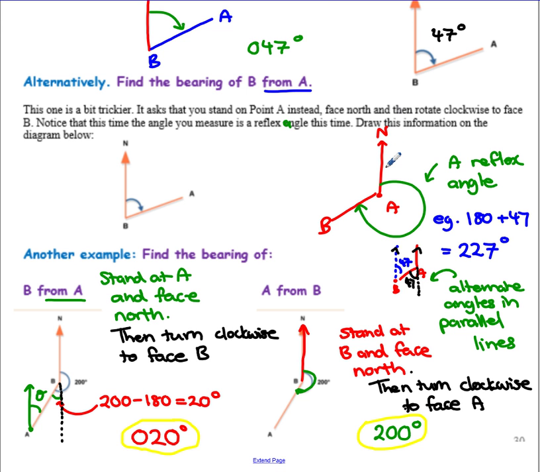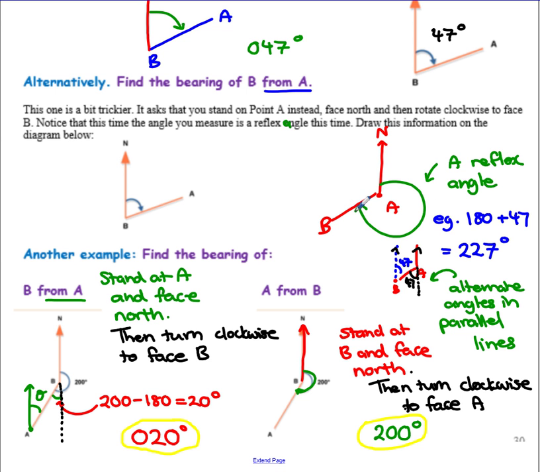So see this green rotation here. You're asked to rotate clockwise until you're turning to face point B, which is over here. Notice that this time the angle you measured, which is here, is a reflex angle, so greater than 180 degrees. Draw this information on the diagram below. So notice I did it over here, so mark in point A, point B, and mark in north and the line to point B and do the clockwise rotation arrow.